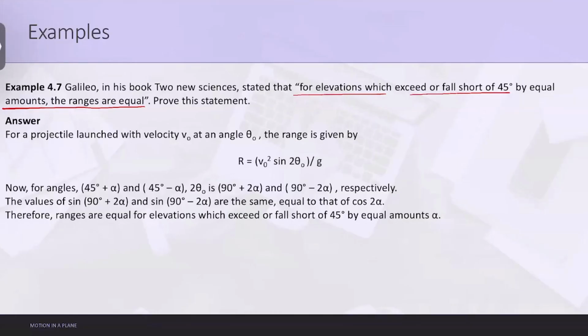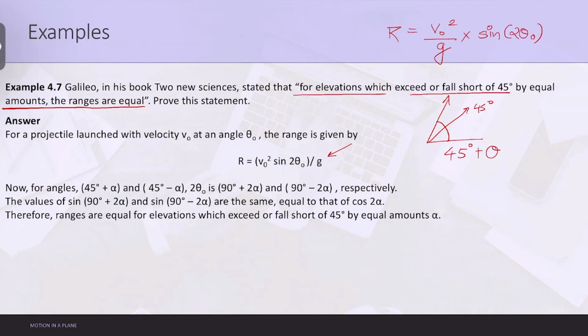For the projectile launched with a velocity v0 and angle theta naught, we know the value of range is v0 square by g into sin 2 theta naught. Now for angles 45 degree plus alpha and 45 degree minus alpha, 2 theta naught is 90 degree plus 2 alpha and 90 degree minus 2 alpha. Quite evident, because for the above part, if this is 45 degree, the angle of inclination for the above one will be 45 degree plus some theta. Correct.